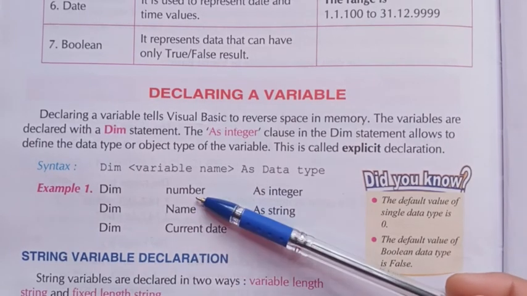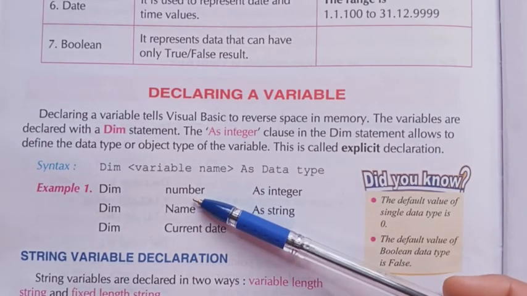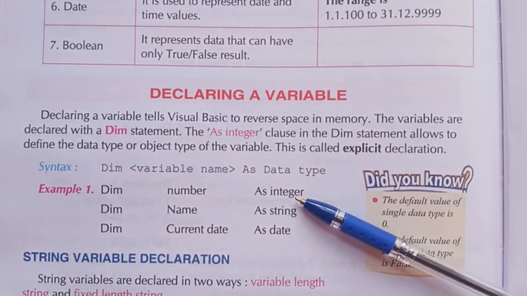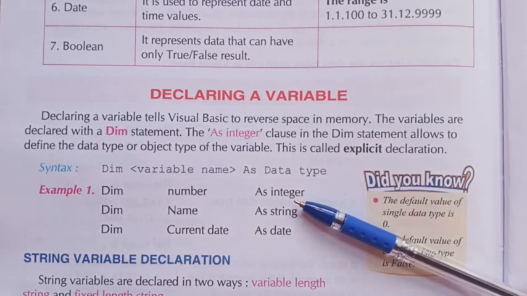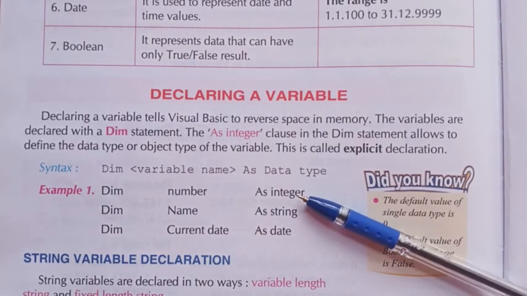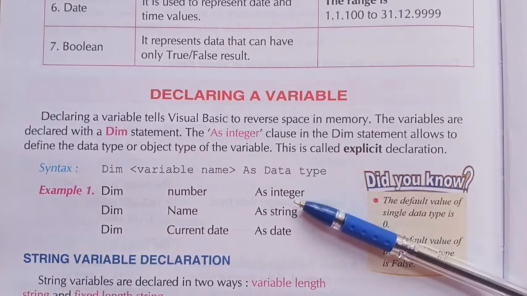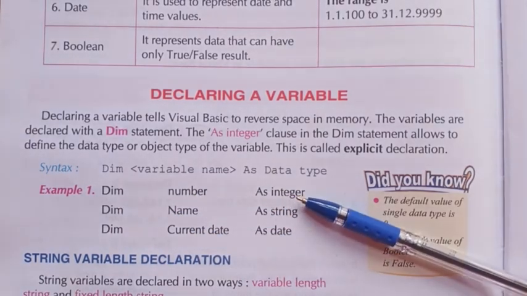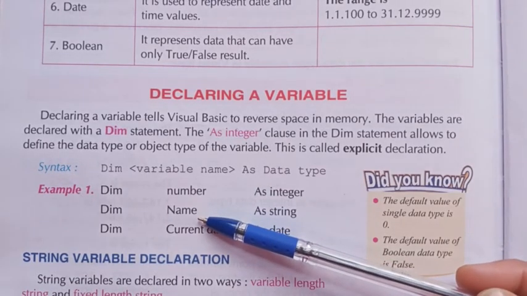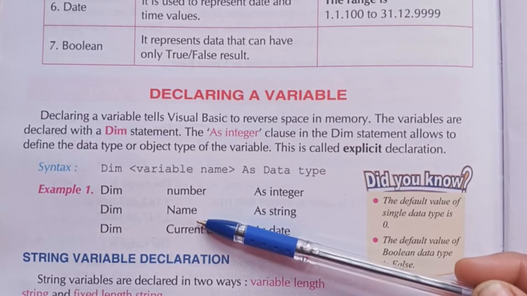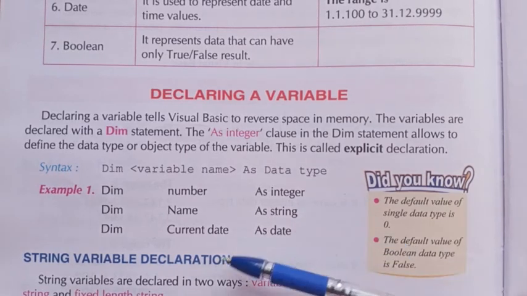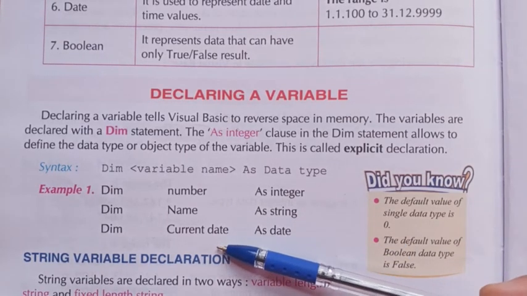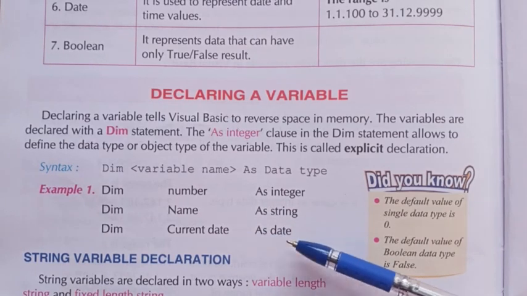If it is a number, we take the data type as Integer, because we are not storing decimal numbers. But if you are storing decimal numbers, you make it Float, then it becomes Dim number As Float. Second is the name, which is going to store characters, so the data type is String. And the current date is going to store a date, so the data type is Date.